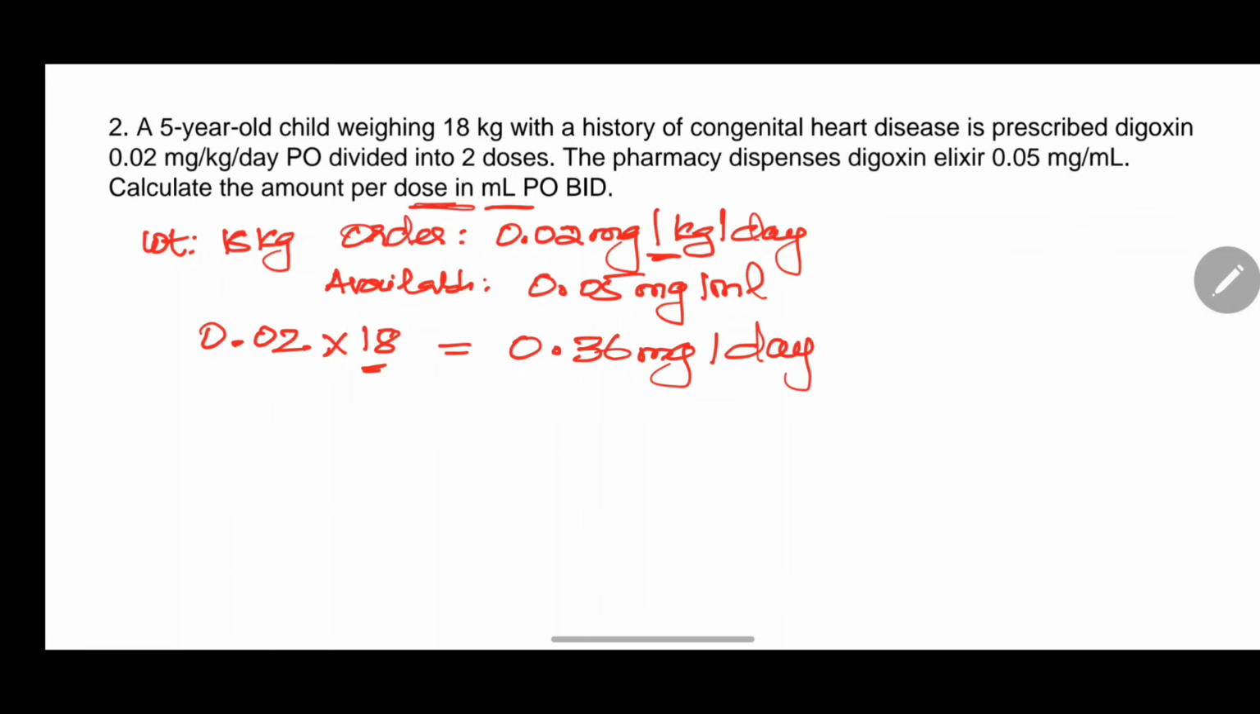Now to divide it into 2 doses, we can divide 0.36 by 2, then we will get the dose per dose. Okay, so now the order is 0.18 milligram per dose. Now availability is 0.05 milligram per ml. Now the units are also the same, both are in mg only, so we need not change the units. Now we can directly put it into the formula. The formula is ordered dose divided by the concentration, same thing.